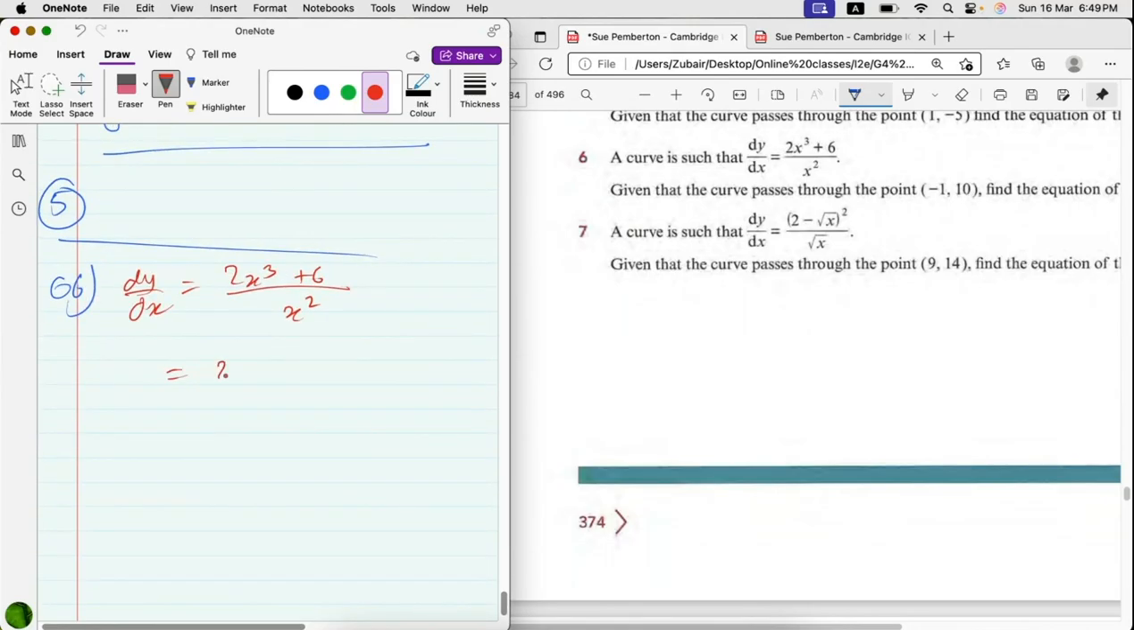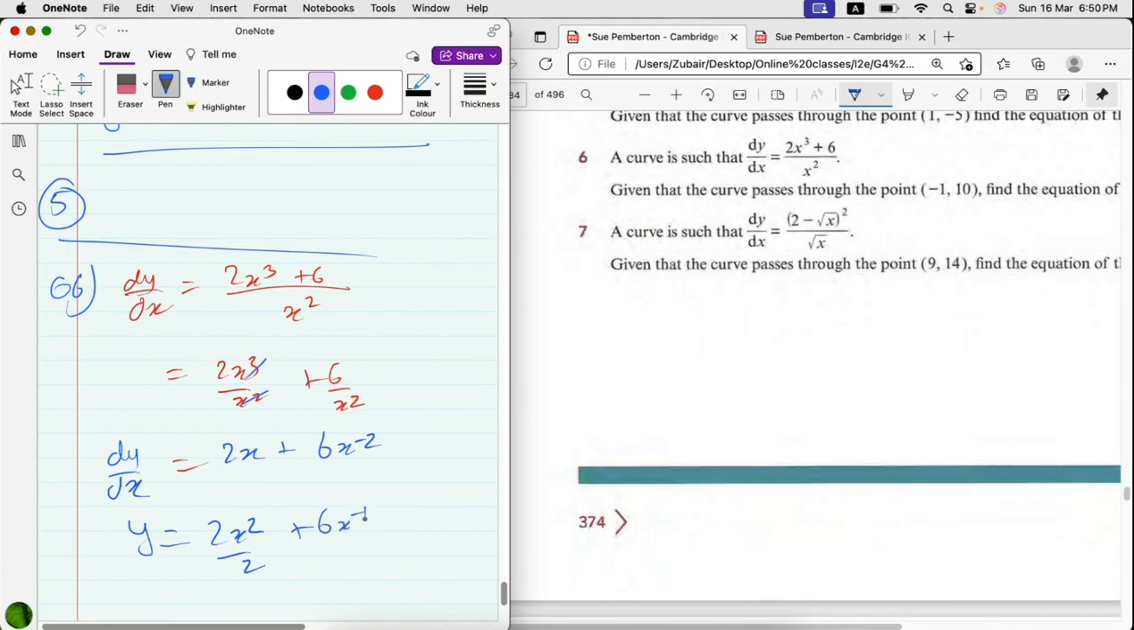So this is 2x cube over x square plus 6 over x square. Before we integrate, we'll simplify it first. So I'm left with 2x plus 6x minus 2. So that's dy by dx. So y is equals to 2x square over 2 plus 6x minus 1 over minus 1 plus c.